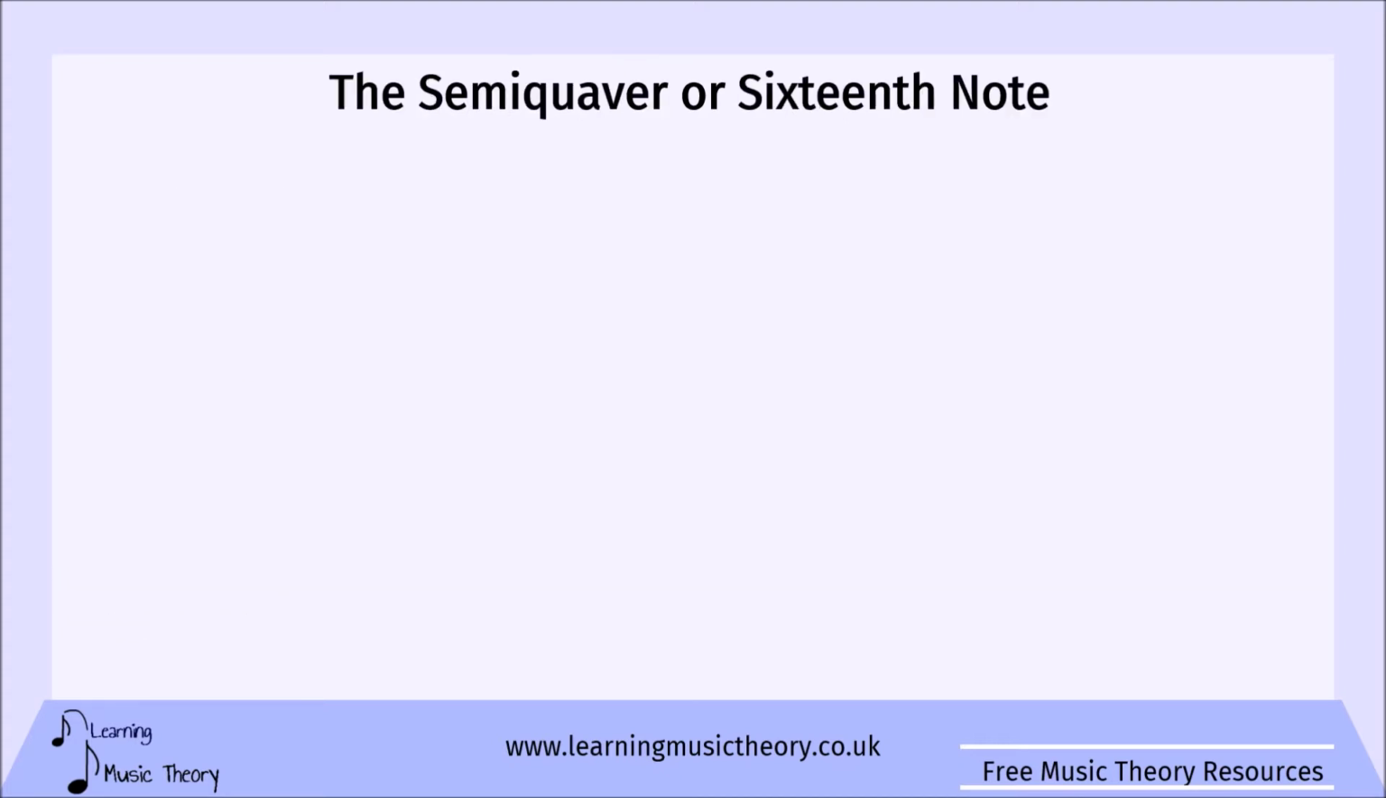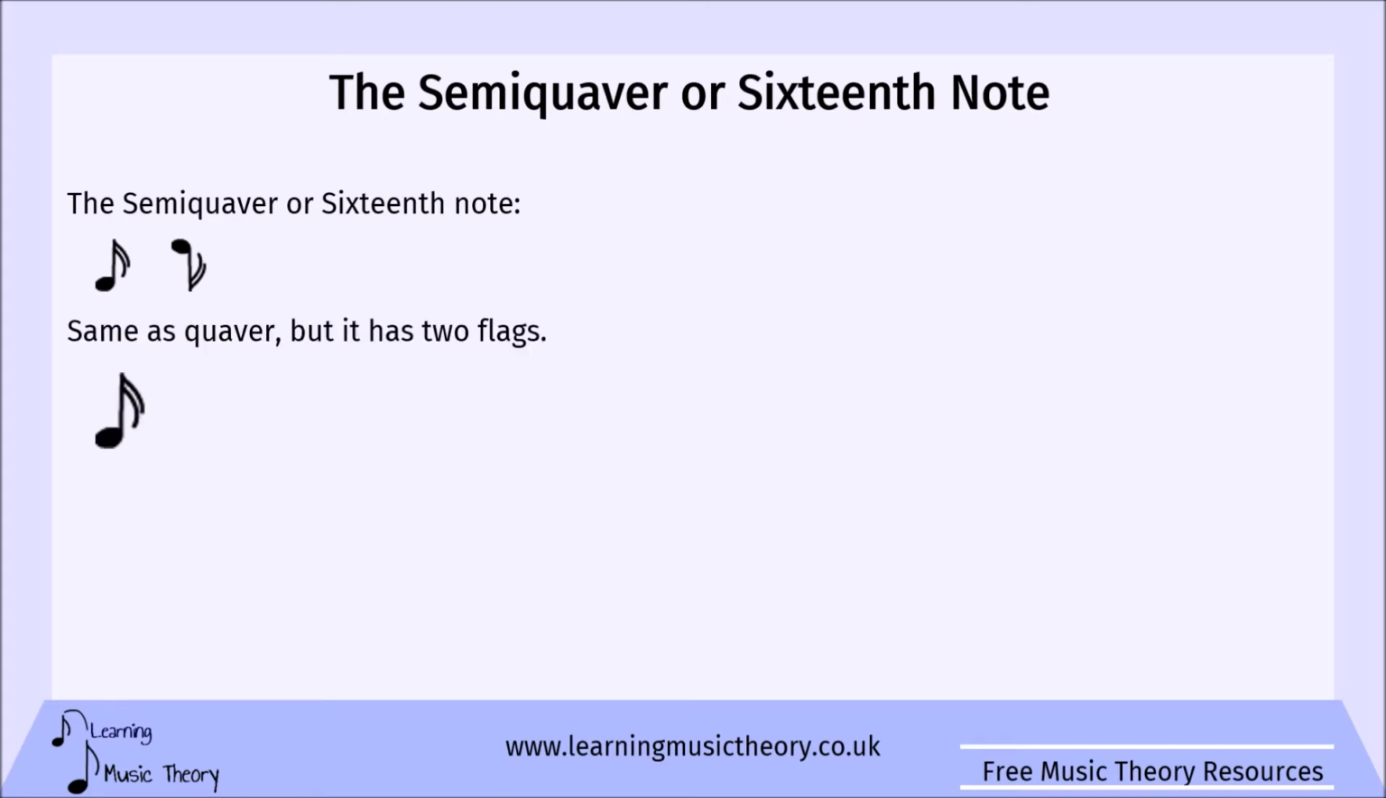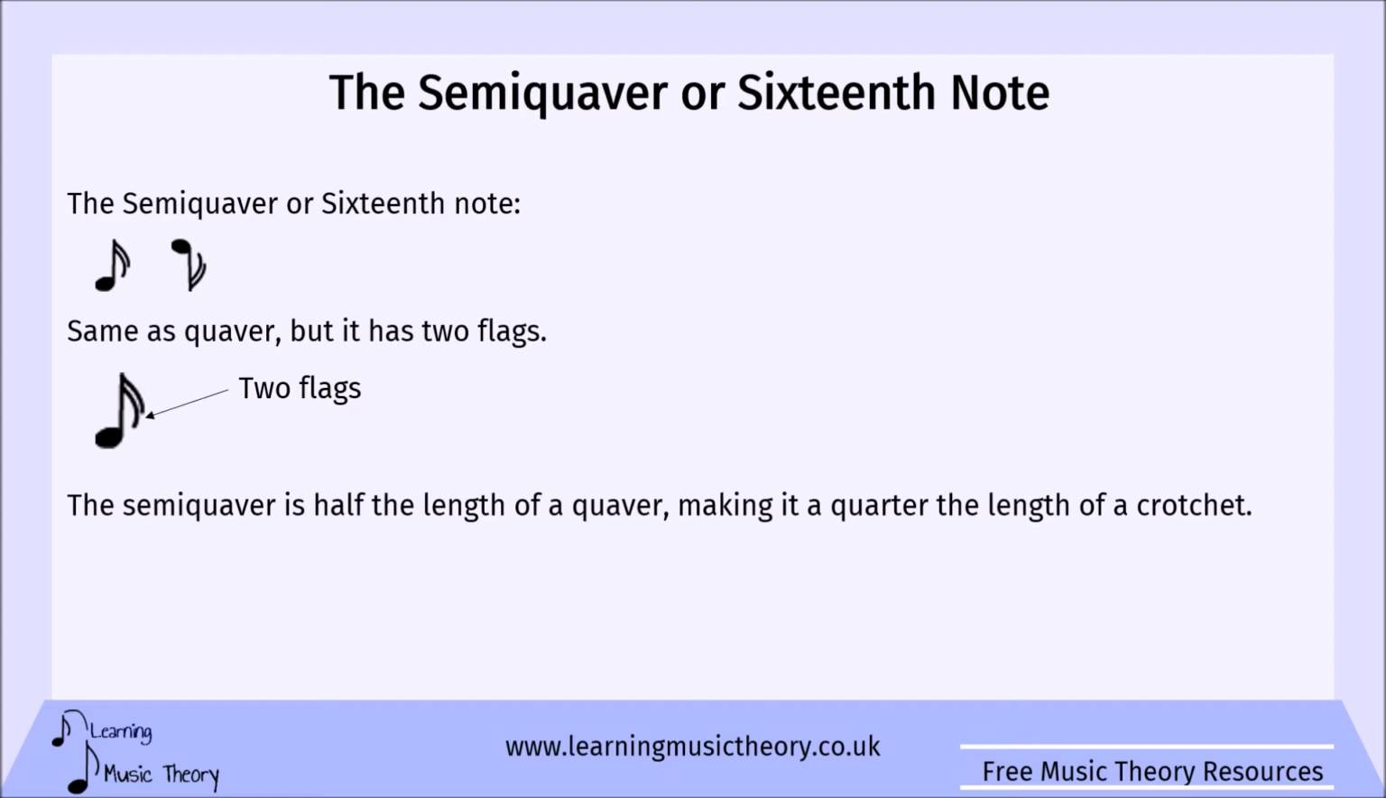The semiquaver in the UK or the 16th note in the US is the next note we're going to look at, and the semiquaver looks like this. Now the semiquaver looks the same as the quaver except it has 2 flags. The semiquaver is half the length of the quaver, making it a quarter the length of the crotchet. This means it is 1/4 of a beat within grade 1 music theory.